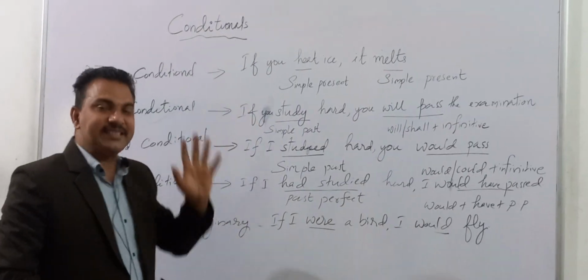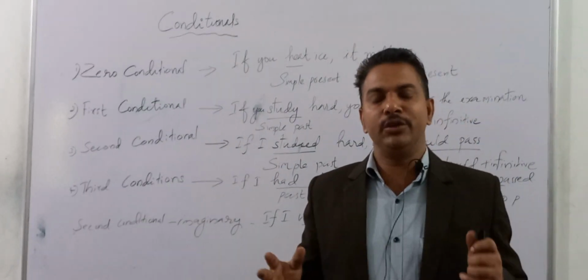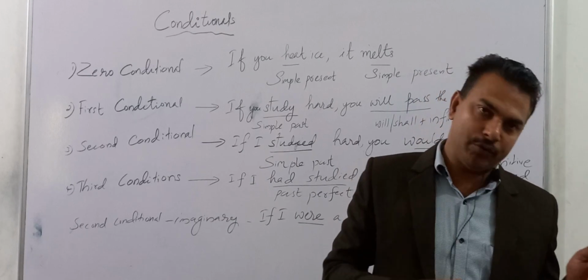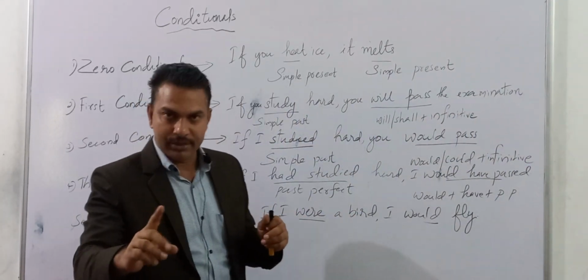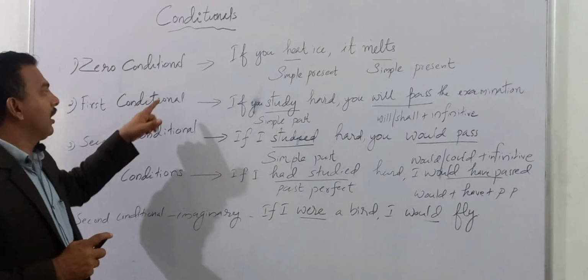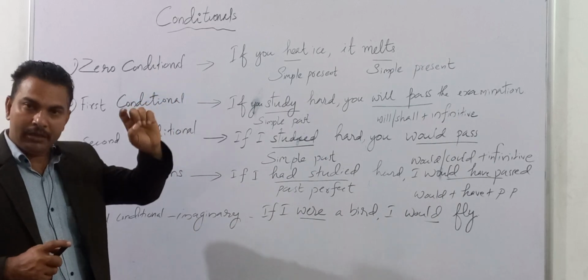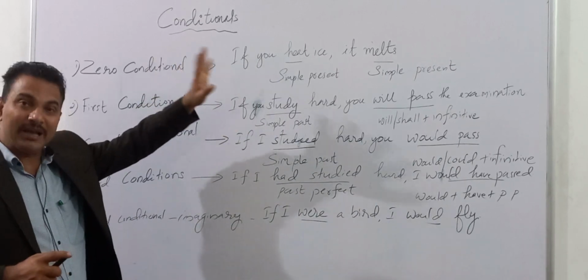These sentences are complex sentences. You know, sentences can be categorized into simple, complex and compound. A simple sentence is a sentence where you have only one clause. A complex sentence is a sentence where you have one independent clause and one subordinate clause. So these are complex sentences.